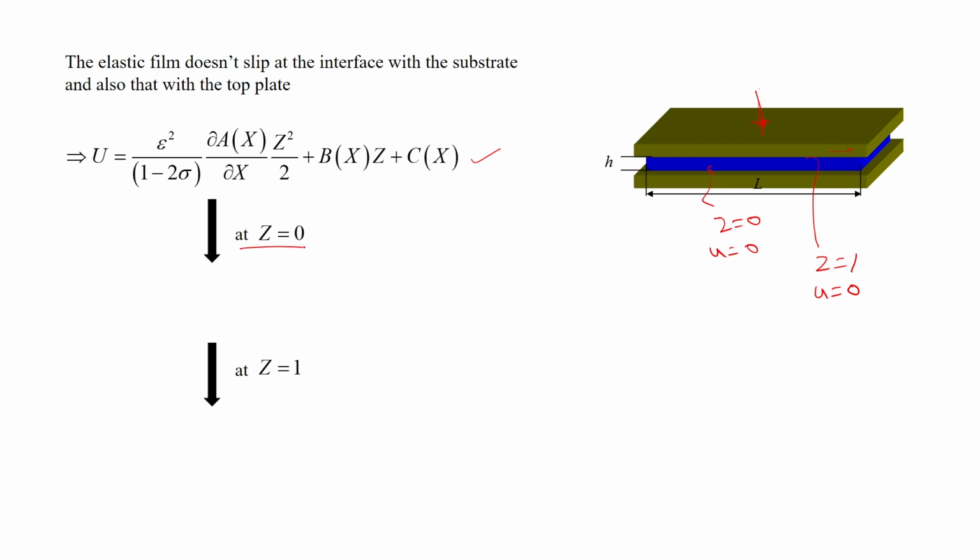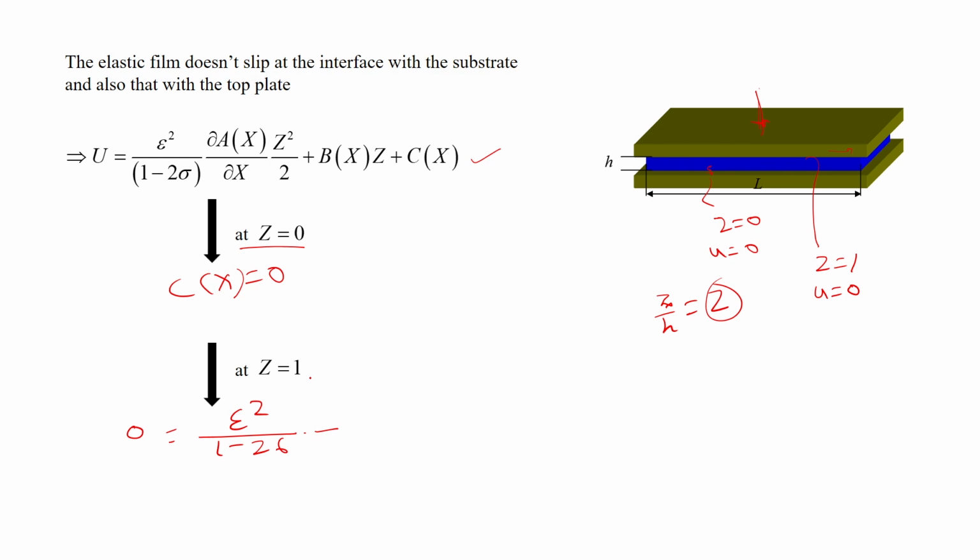So, if at z equal to 0, u is equal to 0, then we get that c of x will be equal to 0. And if at z equal to 1, u is equal to 0, then we have 0 equal to epsilon square by 1 minus 2 sigma, and this is at z equal to 1. Now, remember why capital Z is equal to 1: because z varies from 0 to h, and h is the characteristic quantity in the z direction. So, at z equal to h, capital Z is equal to 1.